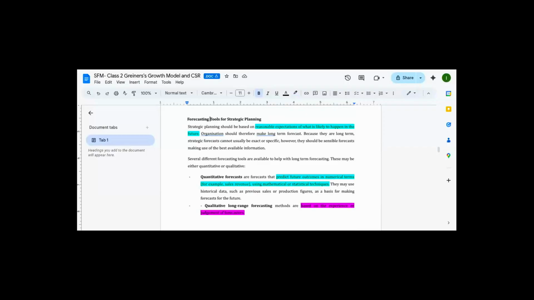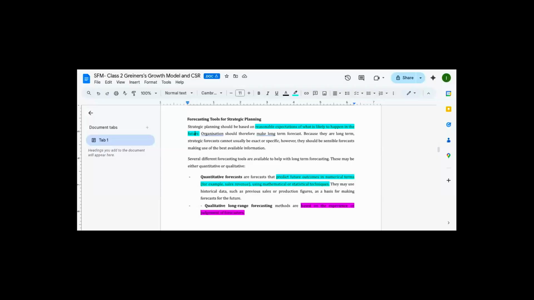So what we call forecasting simply means a strategic planning tool that we use to make expectations or assumptions of future events. That's the reason why I put it that forecasting is strategic planning that should be based on reasonable expectations of what is likely to happen in the future. Reasonable, because we must not make ambiguous or unattainable forecasts.